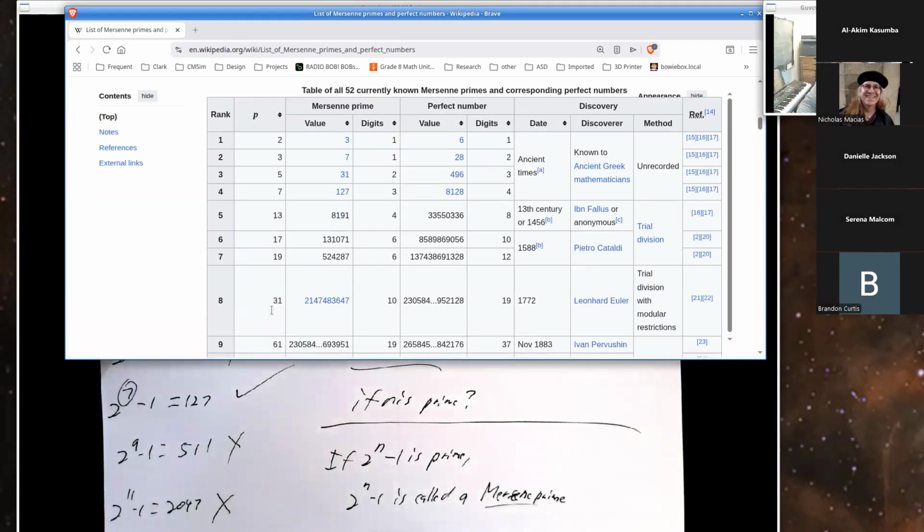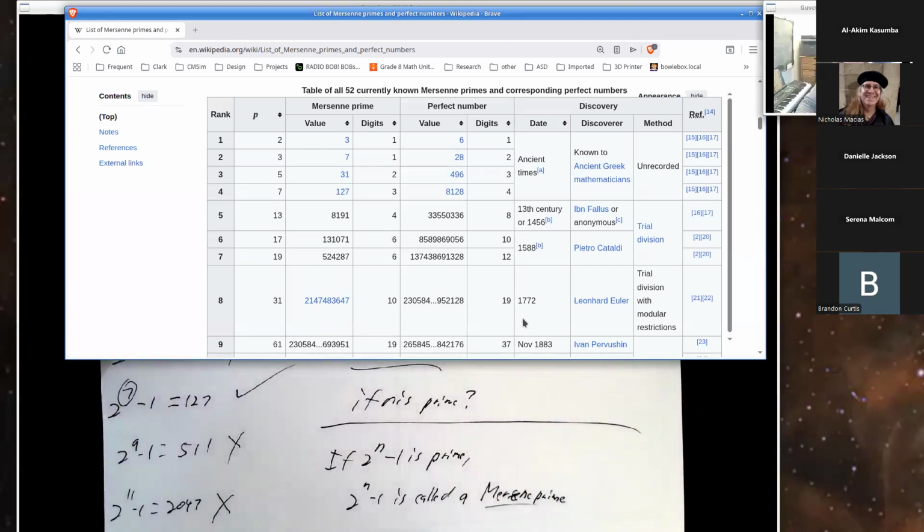And then 2 to the 31st, Euler, geometer, mathematician. We'll look at him when we do graph theory at the end of this course. In the 1700s, he tackled 2 to the 31st minus 1. It's a 10-digit number and he showed this was prime. And it was trial division, but with modular restrictions. So we knew about modular arithmetic at this point. We knew about things that we've talked about, like if a number ends in 5, it's divisible by 5. Using those kinds of ideas, he was able to tackle this 10-digit number and show that this was, in fact, a prime number.